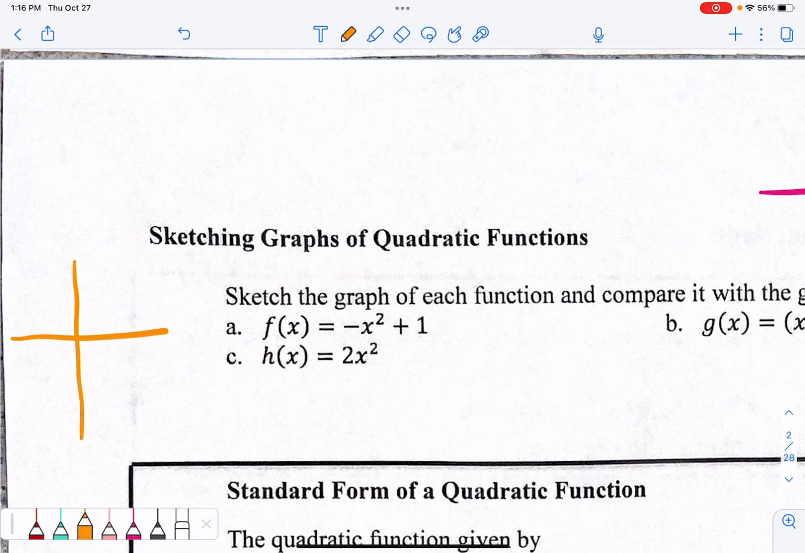Flipped. He's flipped down, so he's over x. Over x, and what's the plus 1 do? Up 1. Okay, so he's over x and up 1. So we're up 1, and he's flipped down. That's what he'll look like.